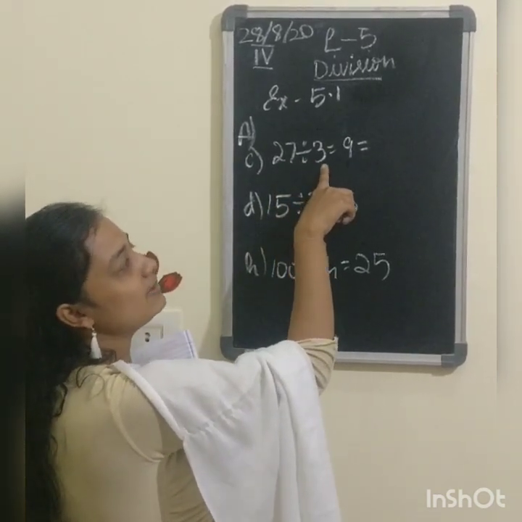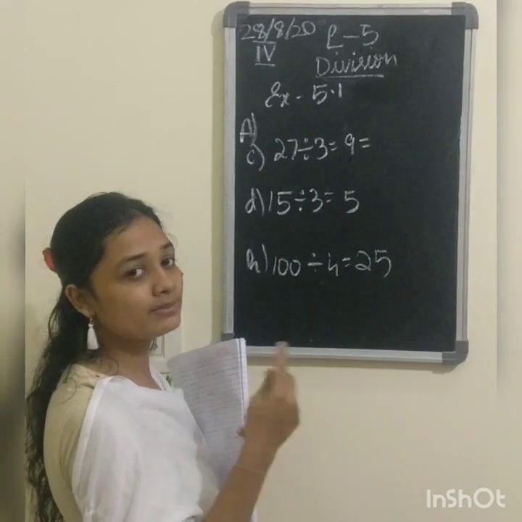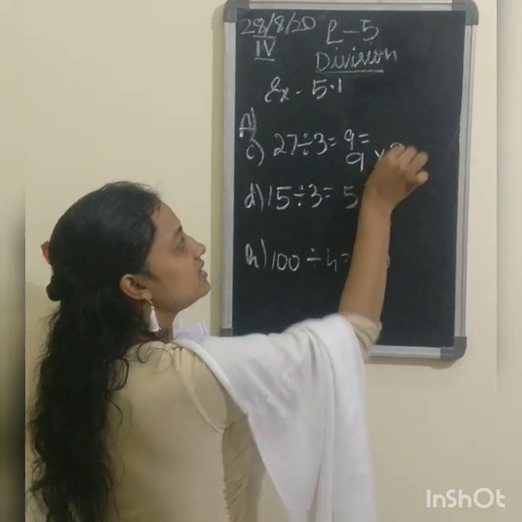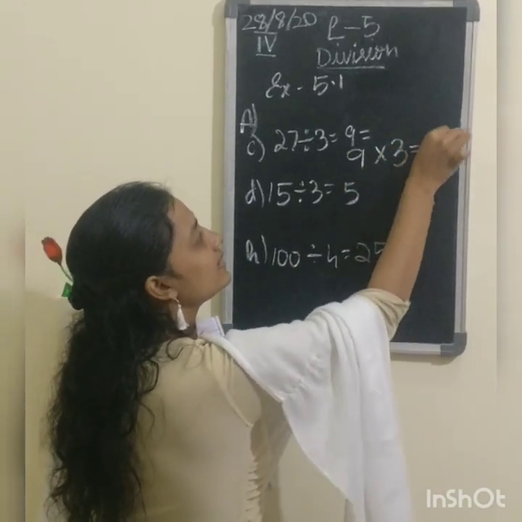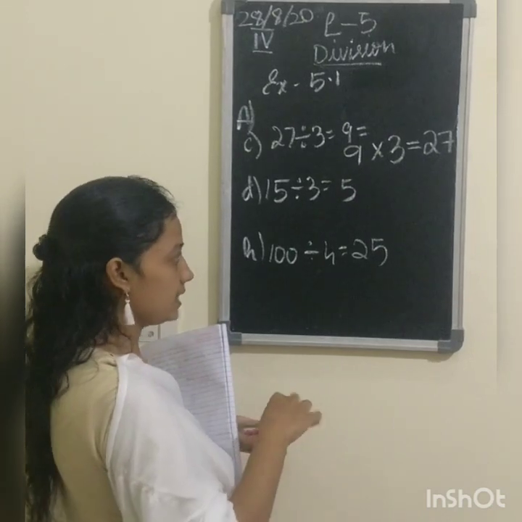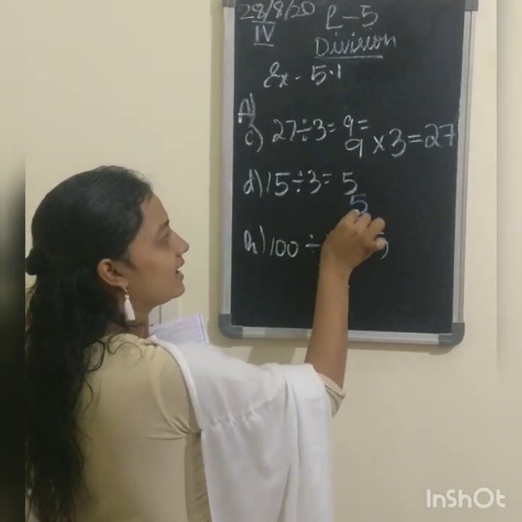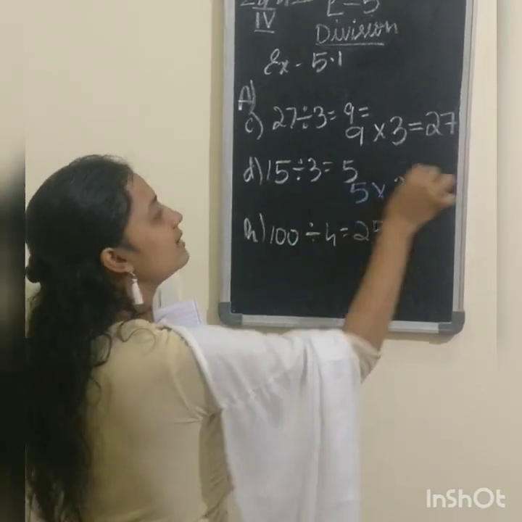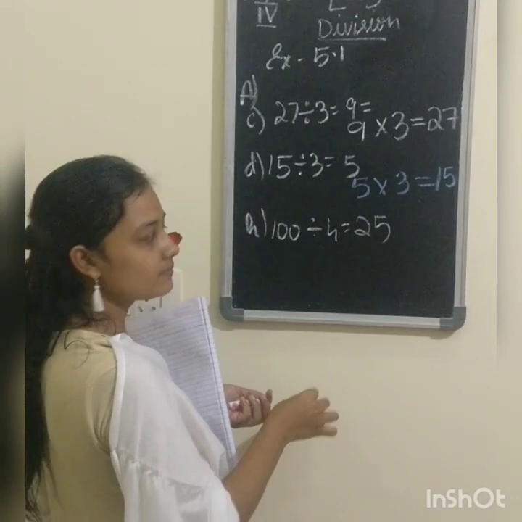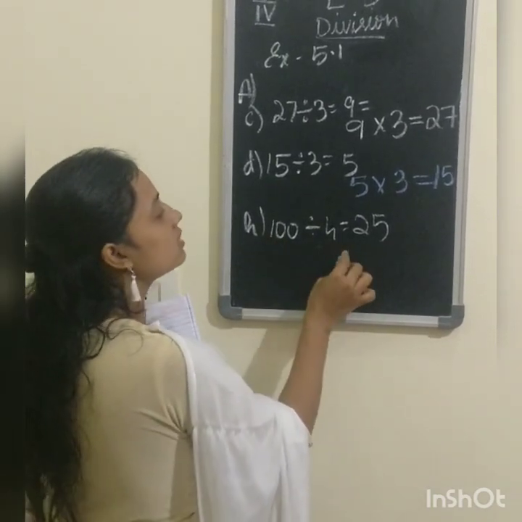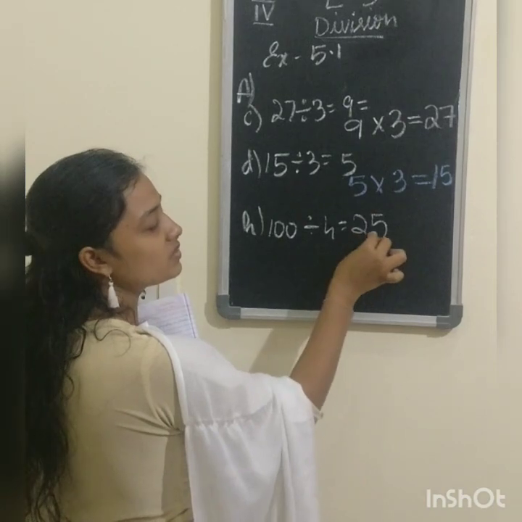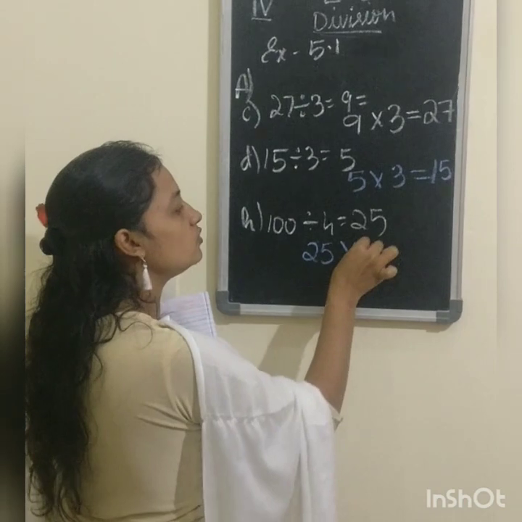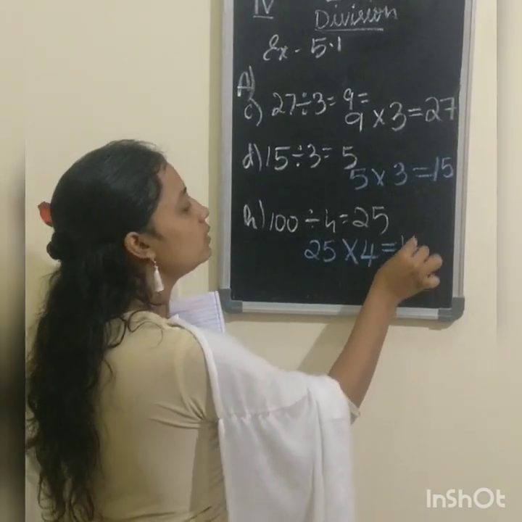27 divided by 3 is 9. How should I write this in multiplication form? I'll write 9 into 3 is equal to 27. Very simple. We have to take the number here, 9 multiplied with 3, will be equal to the number in the beginning. Same thing I'll do for H. That is 100 divided by 4 is 25. And I write 25 into 4 is equal to 100.